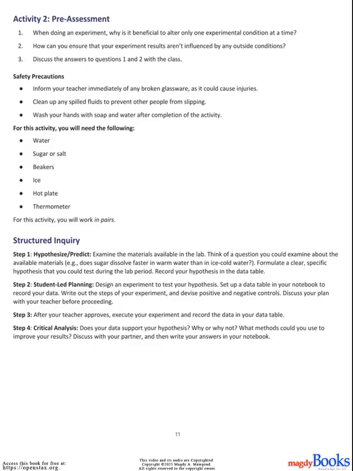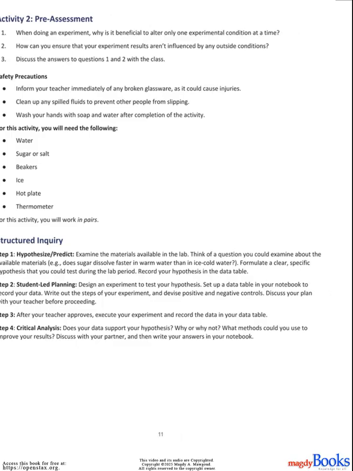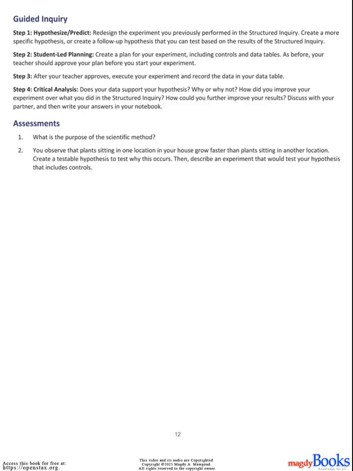Step 4. Critical analysis. Does your data support your hypothesis? Why or why not? What methods could you use to improve your results? Discuss with your partner and then write your answers in your notebook. E. Guided inquiry. Step 1. Hypothesize, predict. Redesign the experiment you previously performed in the structured inquiry. Create a more specific hypothesis, or create a follow-up hypothesis that you can test based on the results of the structured inquiry.